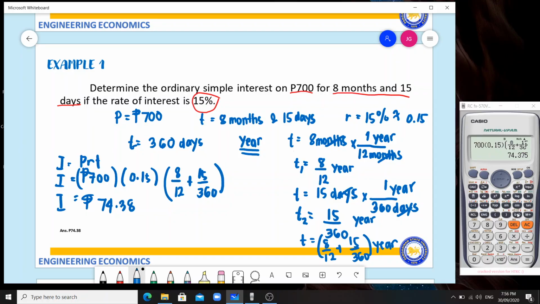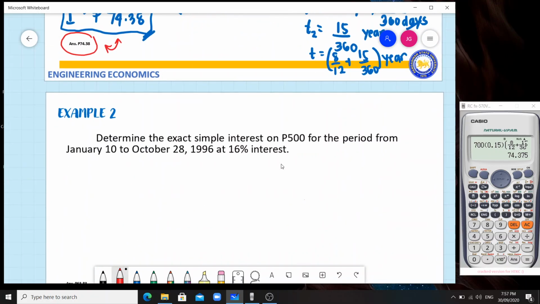Guys, don't forget the unit of the money. Okay? Kapag wala po yan, mali po yung sagot natin. Kasi pag walang unit, it's useless. The number is useless. It's senseless. Okay? So, yan po yung sagot. So, tama naman kung makikita nyo dun sa ating answer. Parehas lang po. Okay? So, next, let's go to the next example.